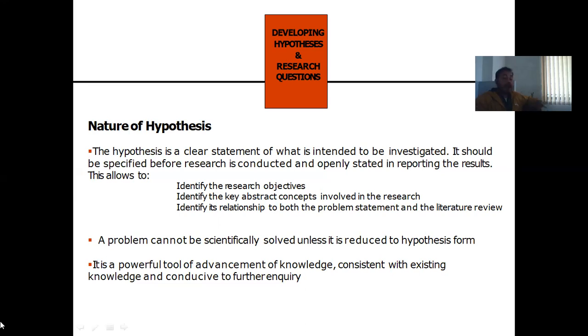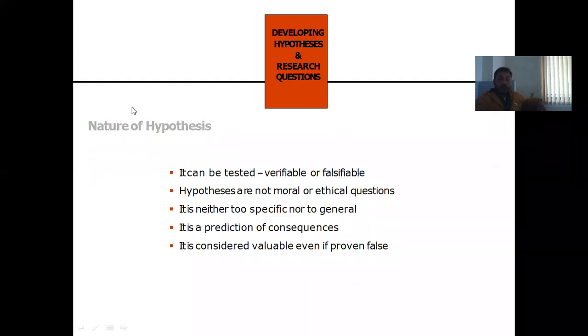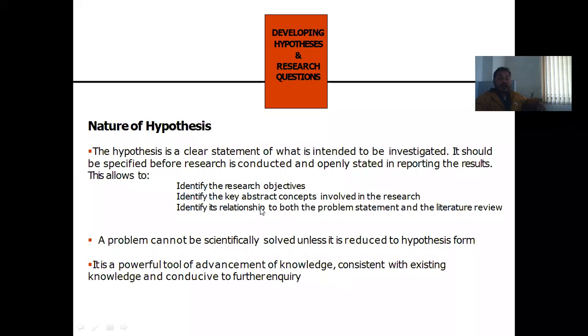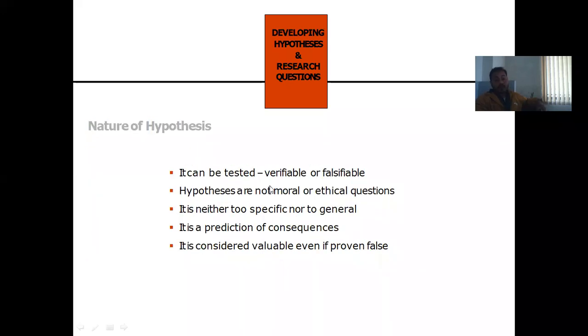What it says directly is that a problem cannot be scientifically solved. Yeah, you can just claim that you are true, then that is a different case. But if I'm talking about solving it scientifically, then it is not possible unless you reduce it to a kind of hypothesis form. It is a powerful tool of advancement of knowledge, consistent with existing knowledge and conducive to further inquiry. So this is regarding the nature of hypothesis. In short, we can write or tell it like that.